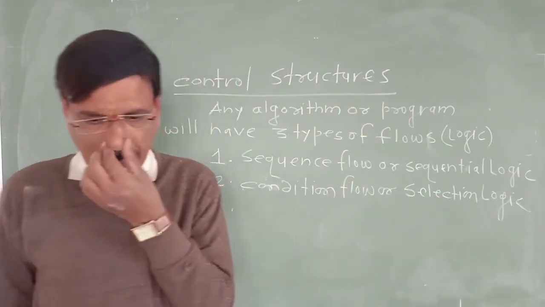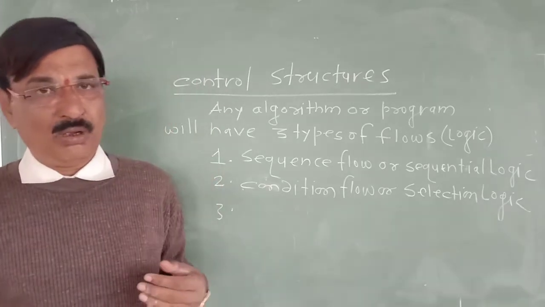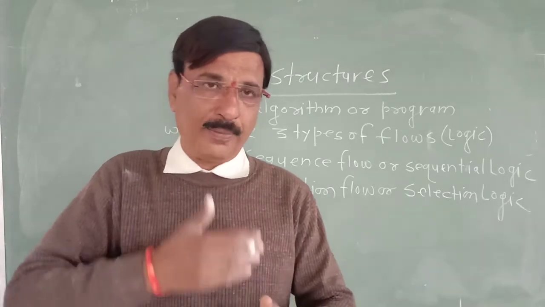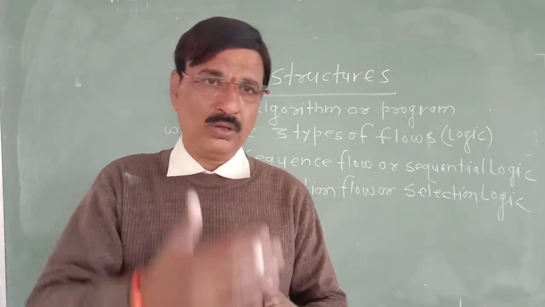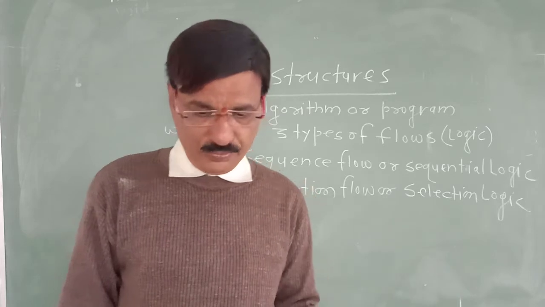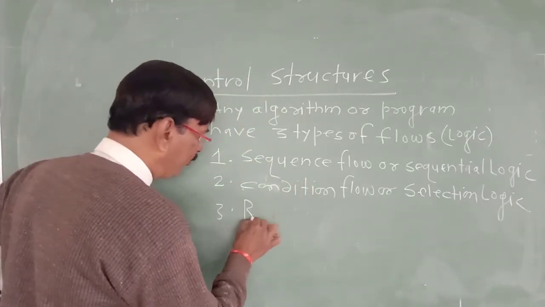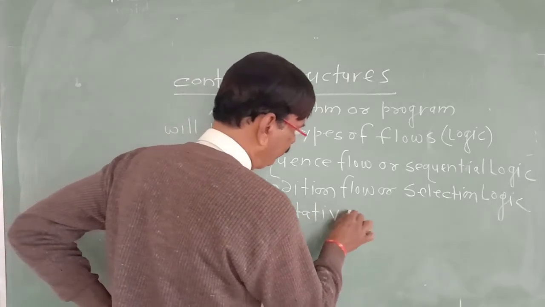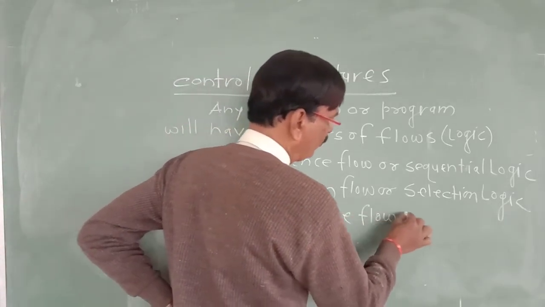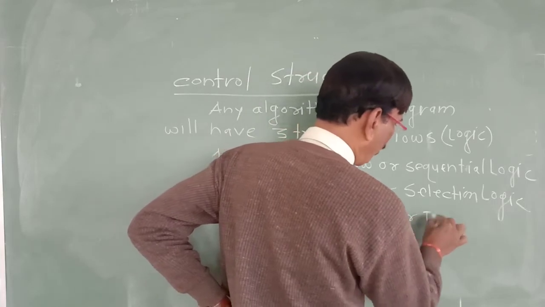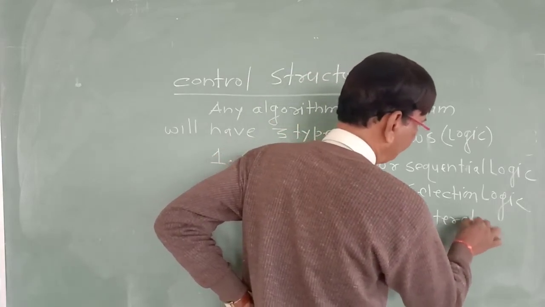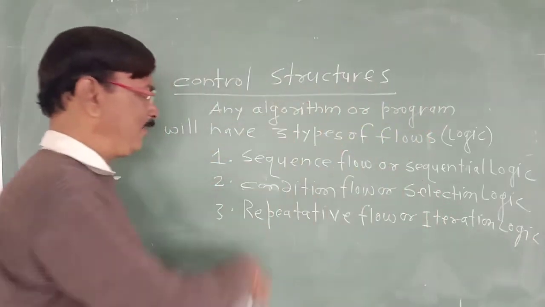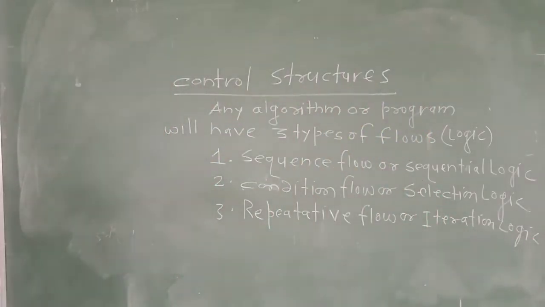And we have seen the recent algorithm: repeat steps 2, 3 and 4. How long? Until j is smaller than or equal to the upper bound. So this is called repetitive flow, or iteration logic. So these are the three types of control structures.